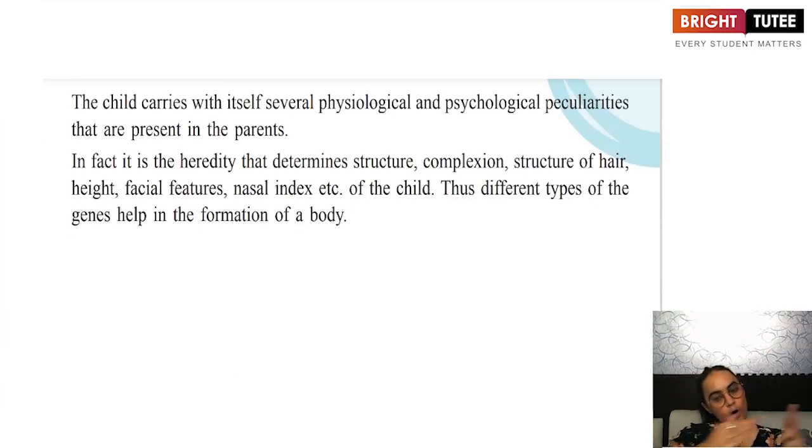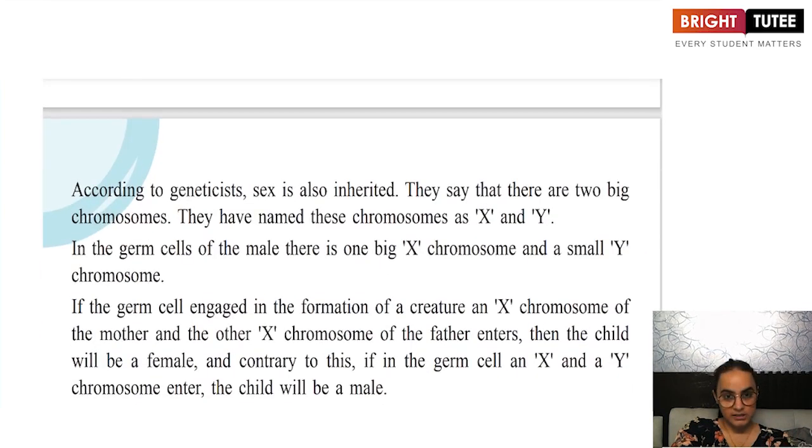The child, along with those chromosomes, carries along a lot of changes, a lot of strange behavior that was present in both the parents, not just the one, but both the parents. And therefore, a child is a combination of both. The structure of the child's body, the complexion, the hair, height, facial expressions, features, your nose, everything is a part of what you have inherited from your parents' genes.